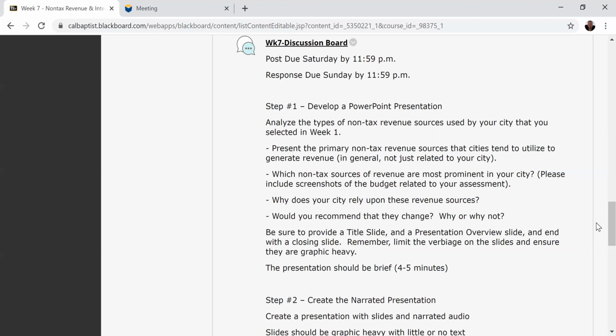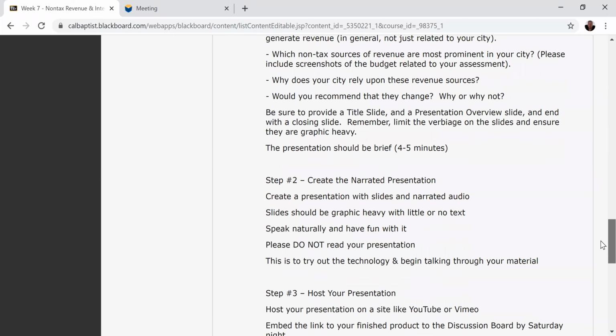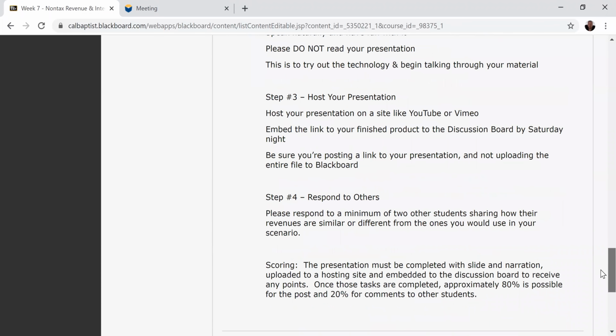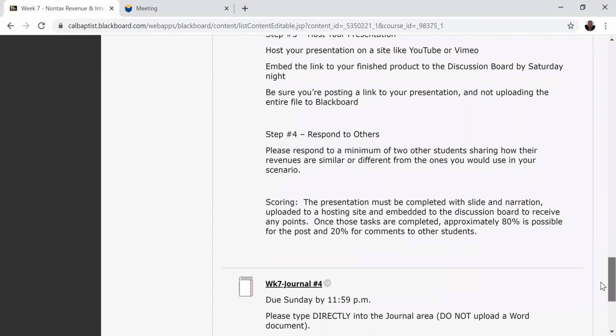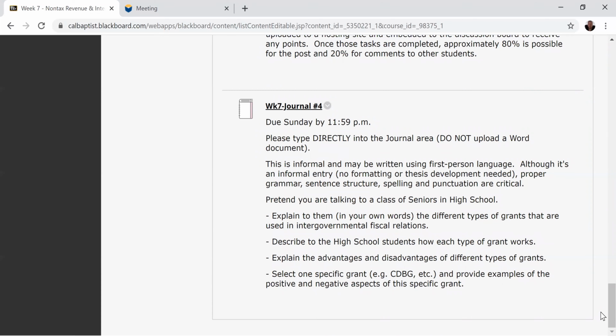And then would you recommend that they change? Would you recommend that they find a new source of revenue? Why or why not? And then the format, how it usually works. So you'll put that together in your discussion board presentation. You'll narrate it, post it, and then respond to two of your colleagues. Again, as per usual. Then your second assignment is another journal entry for this week.